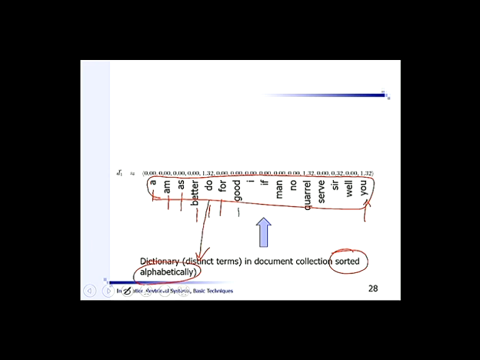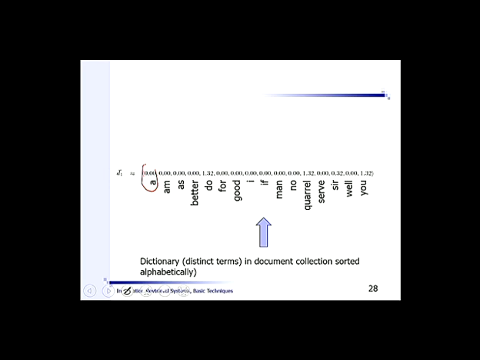So for every document, the components will be in the same order. In every document, the first component must correspond to "a", the second component to "am", the third to "as", the fourth to "better", and so on. The last value will refer to "you".